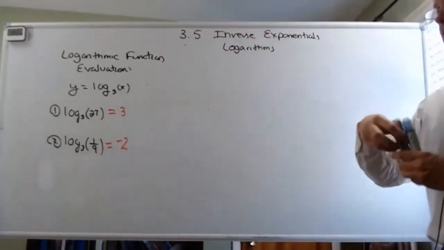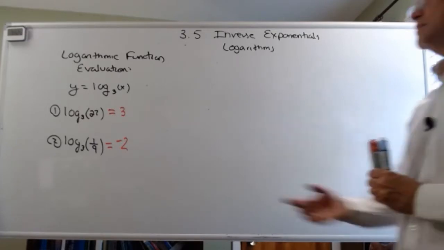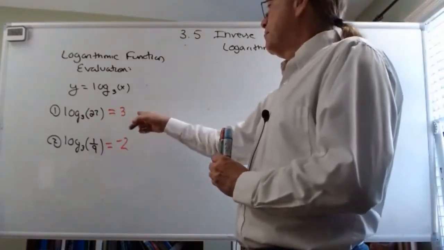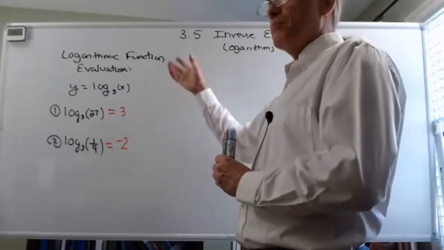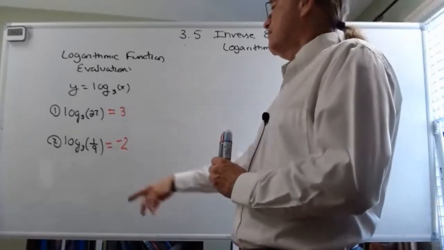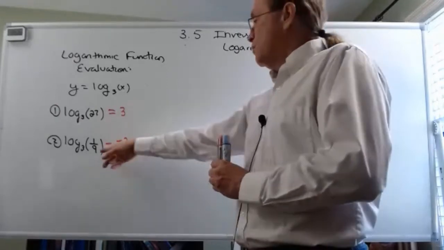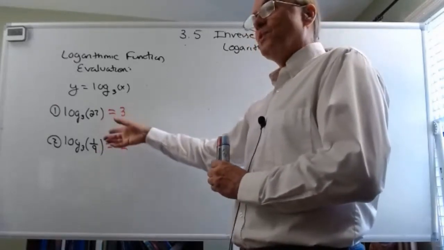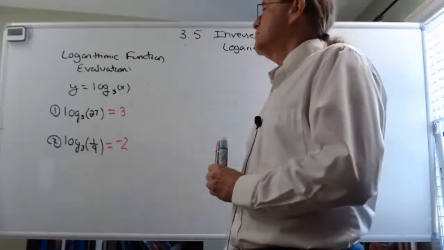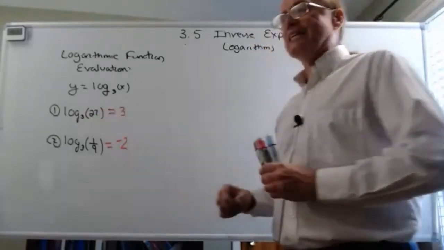Does anyone want to see how I found 1 and 2? Number 1, you just get 3, because why? I'm comparing 27 to 3 to what power? The power is 3. 3 times 3 times 3 is 27. Comparing 1/9 to 3 to what power? Well, 1/9 is 3 to the -2, so my logarithm is -2. Okay, so if they fall on these nice values, they're easy to compute.